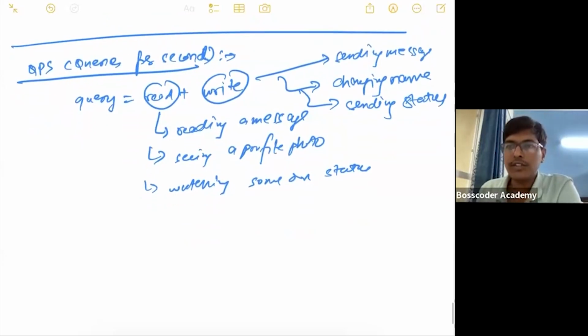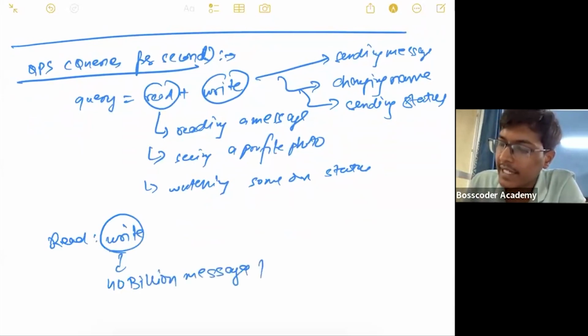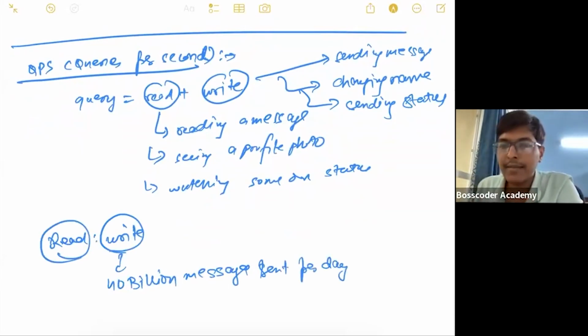In our version of WhatsApp, what do you think the read write ratio will be? If you can tell me. Right, I think there are 40 billion messages sent per day. So we can say there are 40 billion messages sent per day. Then what do you think the read write ratio will be? Will queries be in SQL or NoSQL? We will discuss what storage we will use.